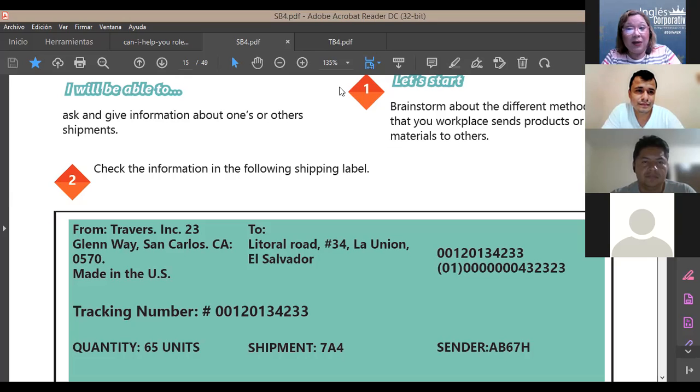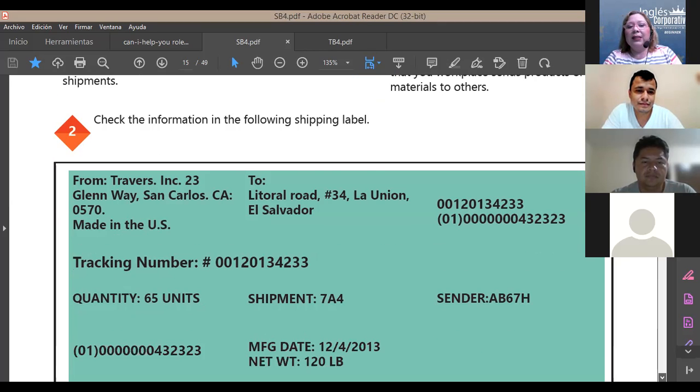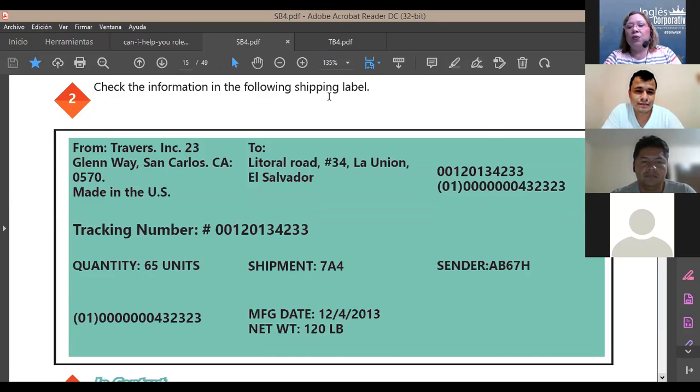So we're going to see this in our manuals. Okay, this is on page 15. You will see that in activity 2, we have this kind of information in a box like a shipping label, okay? Check the information in the following shipping label. Let's see. What do you think is this? Okay, what information is there in a shipping label?